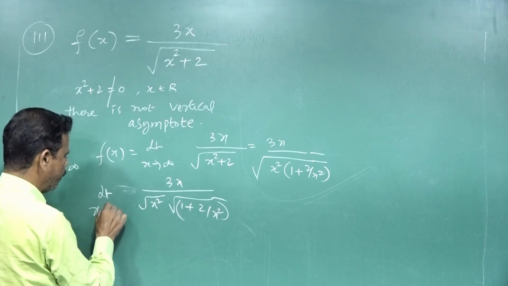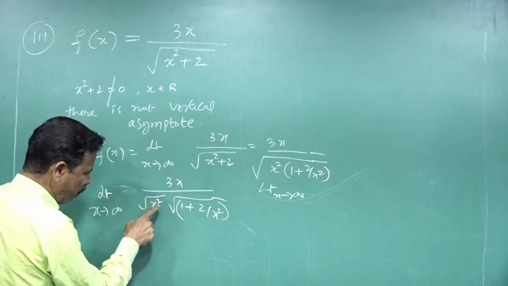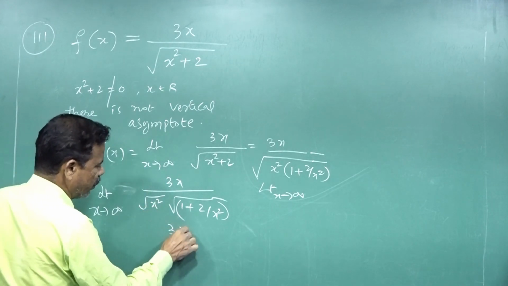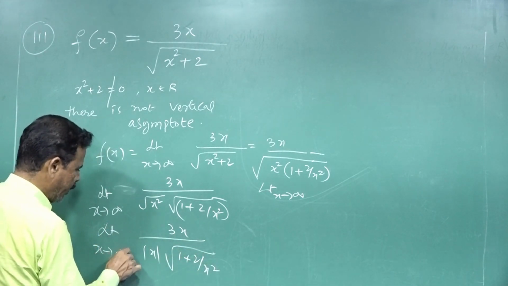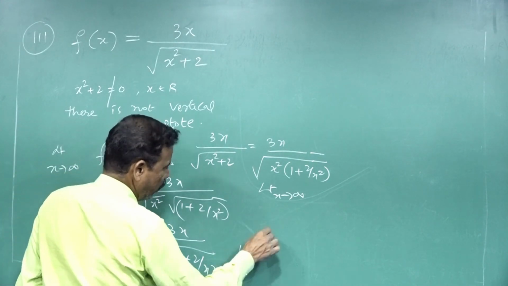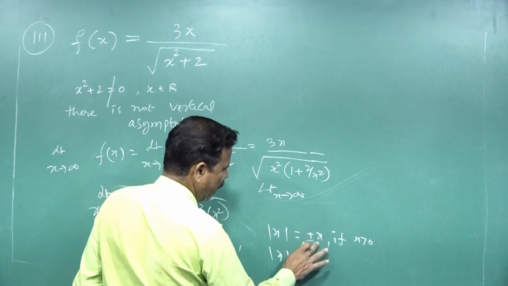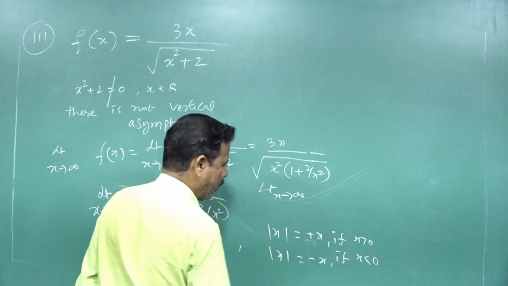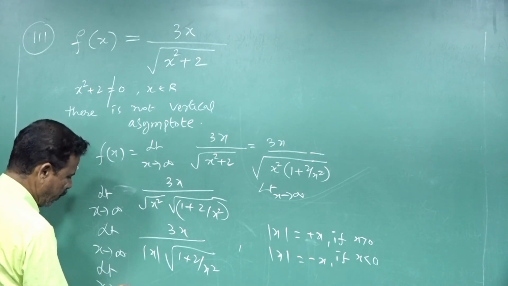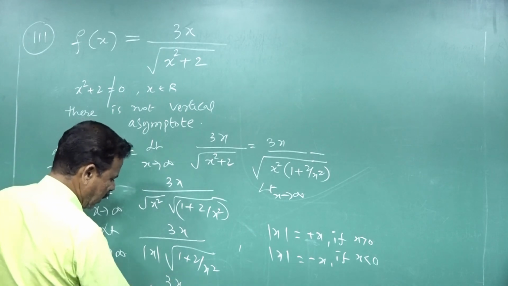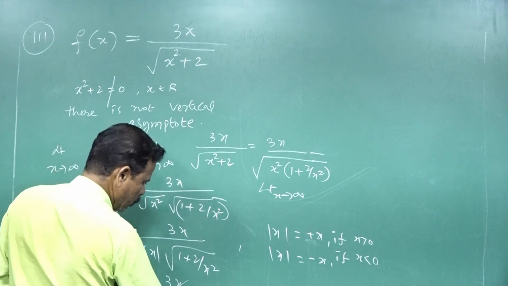The limit x tends to infinity applies to both. Root of x square means mod x, so we have 3x by mod x times root of 1 plus 2 by x square. Mod x is equal to plus x if x is greater than 0, and mod x is equal to minus x if x is less than 0. So we consider plus x first: limit x tends to infinity of 3x by x root of 1 plus 2 by x square. The x cancels, and as x tends to infinity, 2 by x square is 0, so we get 3.